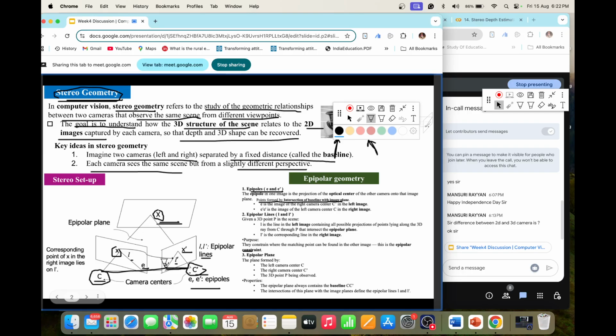The right epipole is the image of the left camera center in the right image plane. So that is another definition of epipole. So this is regarding the epipole.